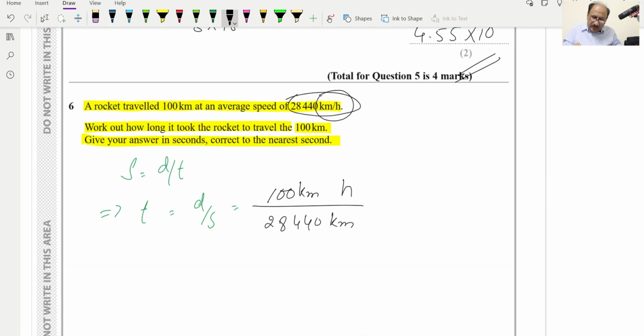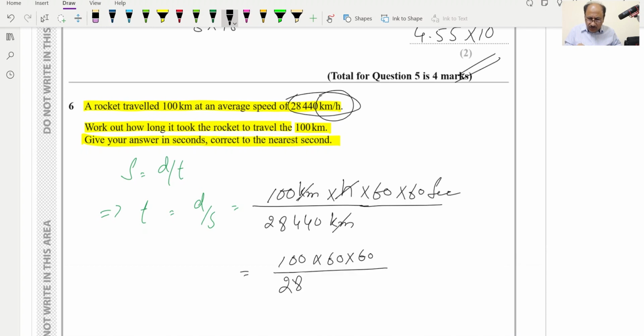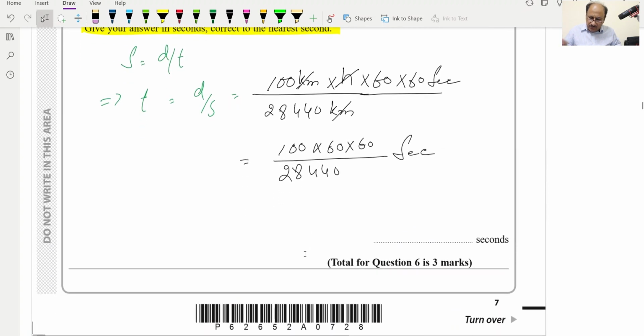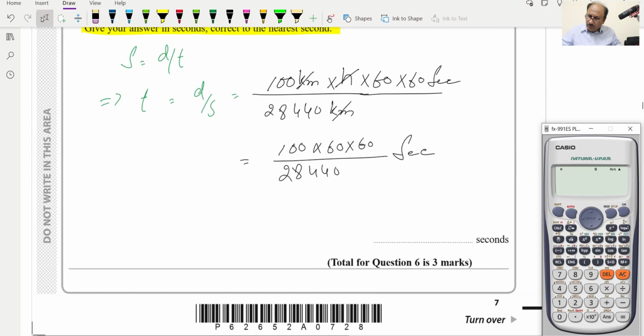Now this hour needs to be changed to seconds because we need the answer in seconds. So we will multiply by 60 to get minutes and multiply once more by 60 to get seconds. Now this hour is changed to seconds, so kilometer will be cancelled with kilometer, and we will get 100 into 60 into 60 divided by 28440, and this answer will be in seconds. First we will simplify, then we'll provide the final answer.